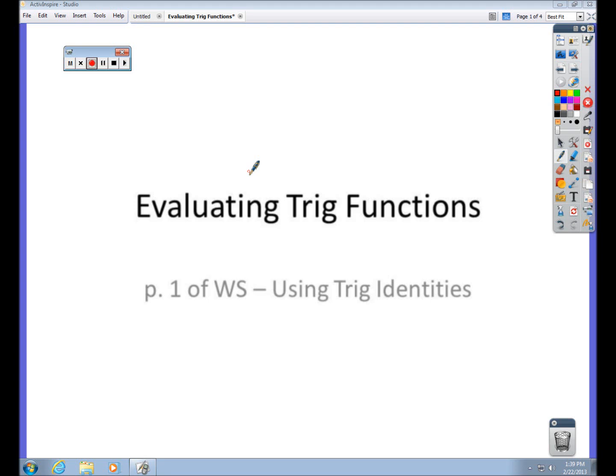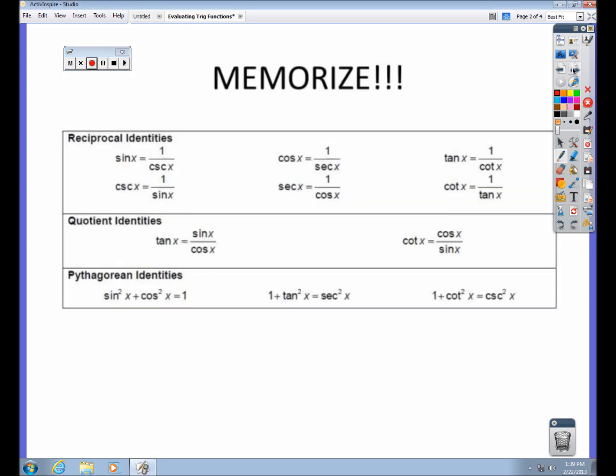Okay, everyone should have page 1 of the worksheet using trig identities. We are going to look at the examples at the bottom. Make sure you write everything in your notes because they will be counted as a grade on Thursday when I get back from Houston.